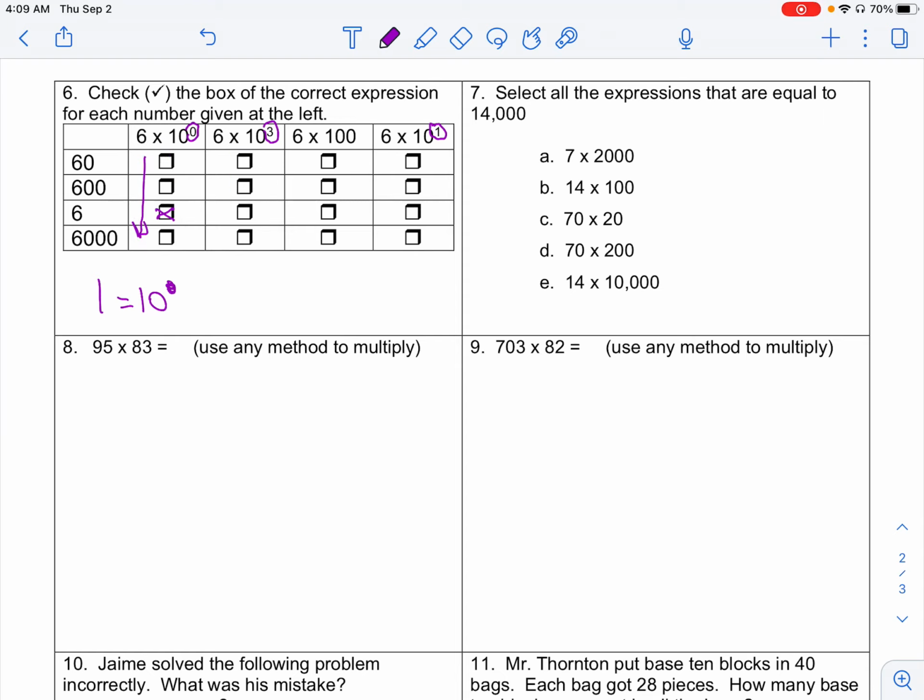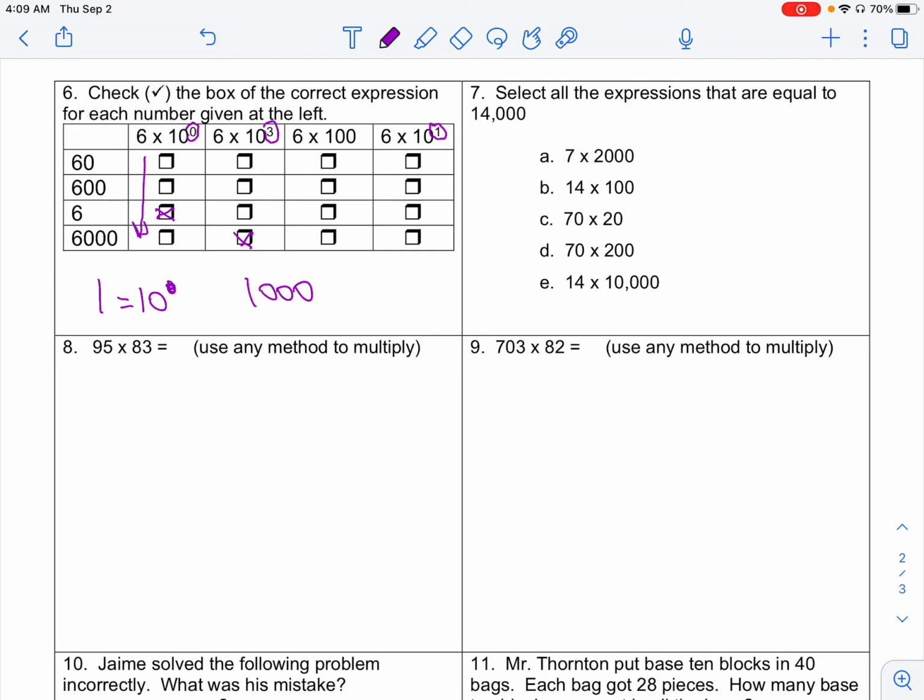Where are we? 6 times 10 to the 3rd. Okay, it's got to have 3 zeros. So 6 times 10 with 3 zeros, that's 1,000. So that's 6,000. So this would be the right answer. The next one doesn't have an exponent, but it is still a power of 10, and it's got 2 zeros. What would it be if it were written as an exponent?